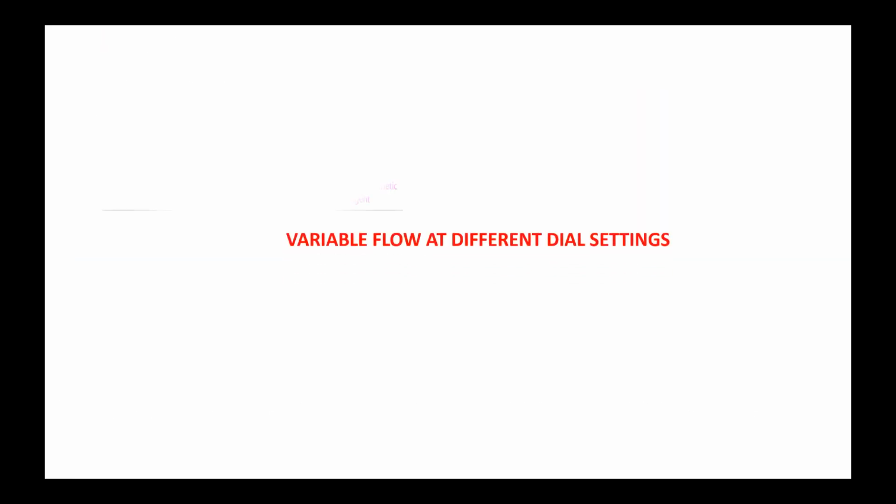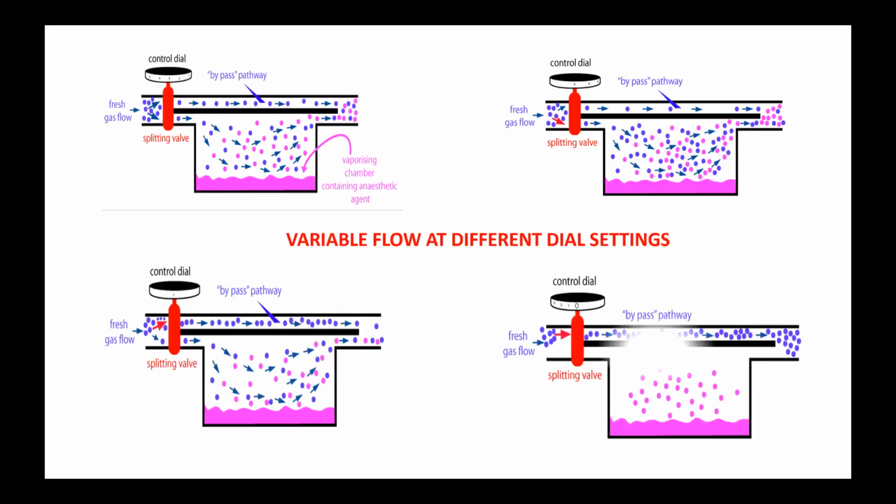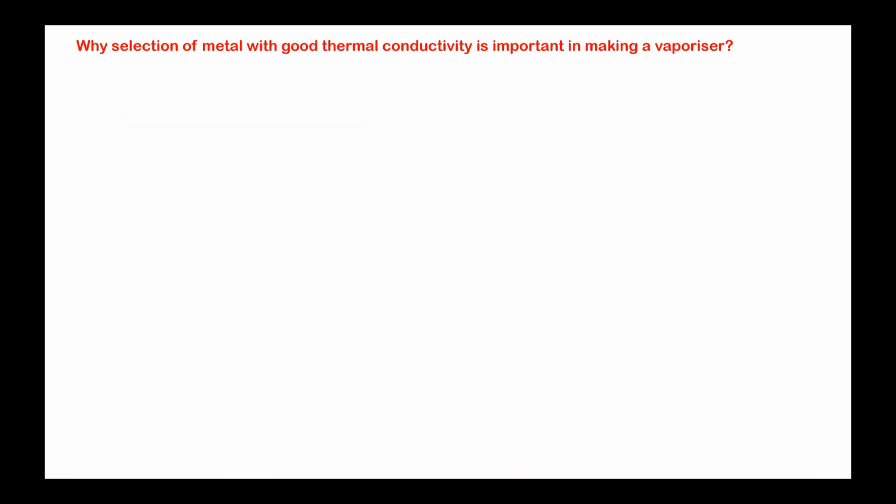This is a variable control at variable settings to understand how it works. So you can see when the control dial is at 0, no flow is happening. All the gases are flowing through the bypass pathway. Not a single molecule of gas is going through the vaporizer. But as you set different dial settings, the volume of gas going into the vaporizing chamber increases. And I hope this will give you a good idea about what is the variable flow at various temperature.